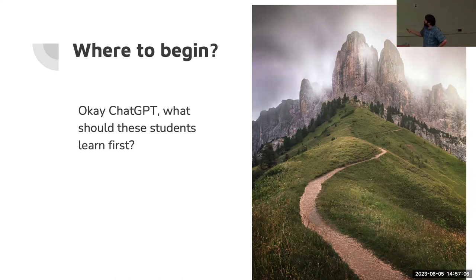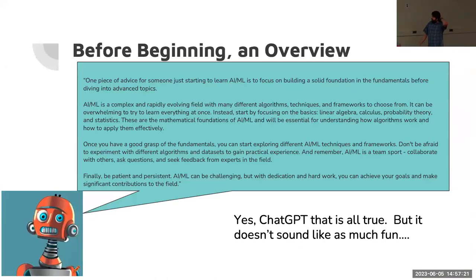This might be, actually, I didn't purposefully choose an AI generated image. This is meant to represent data science. Then you're trying to take a winding path and you can get to the top of here, and you're not anywhere near close to the top. So what should you learn first? And ChatGPT said this.